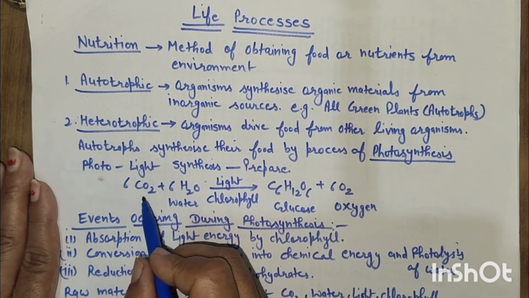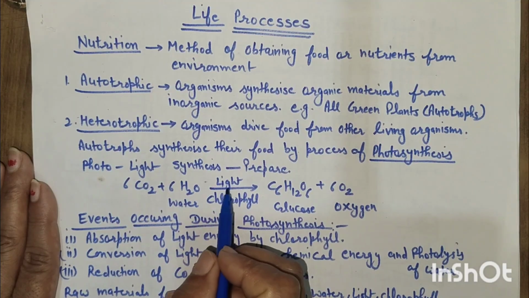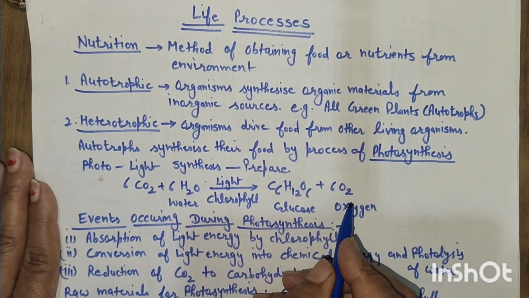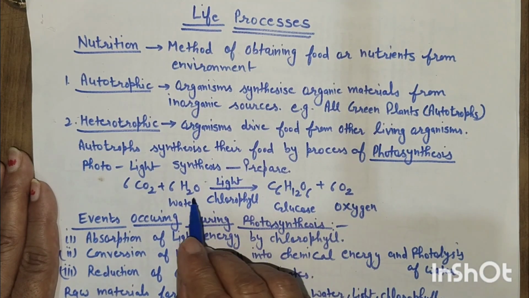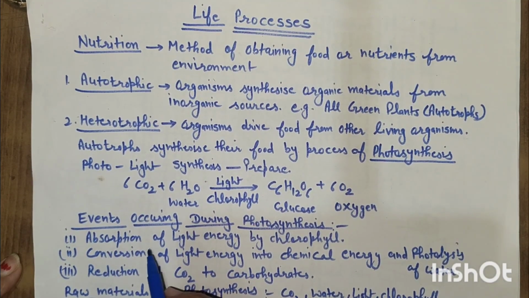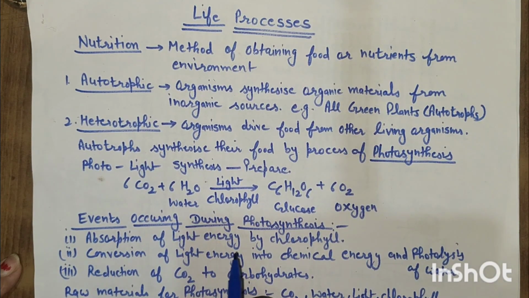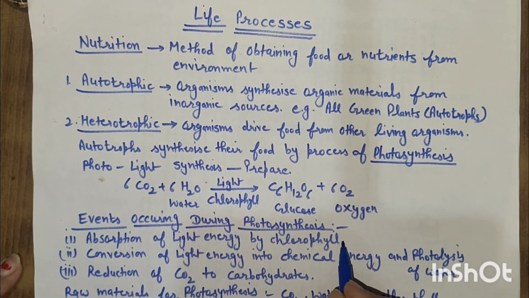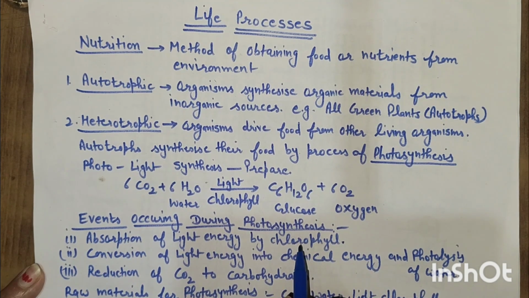For this they need carbon dioxide, water, light, and chlorophyll, and they produce glucose in the form of starch, and oxygen is released. During the process of photosynthesis, various events occur. First is the absorption of light energy by chlorophyll. Chlorophyll is found in the organelle called the chloroplast, and it helps in the process of photosynthesis and in the absorption of light energy.